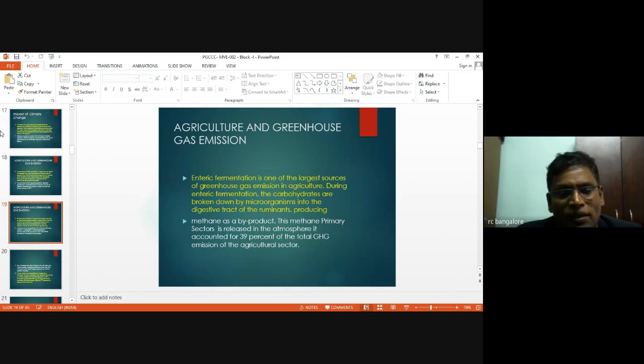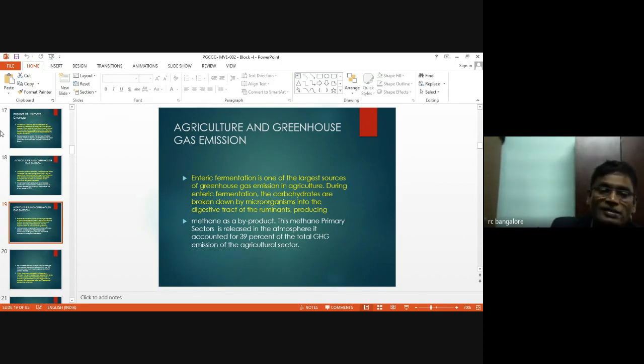This methane, primarily released into the atmosphere, accounts for 39% of the total greenhouse gas emission of the agriculture sector. So livestock contributes 39% of total greenhouse gas emission from the agriculture sector. That greenhouse gas is a very important contributing factor for global warming, raising temperature, or what we can say climate change.